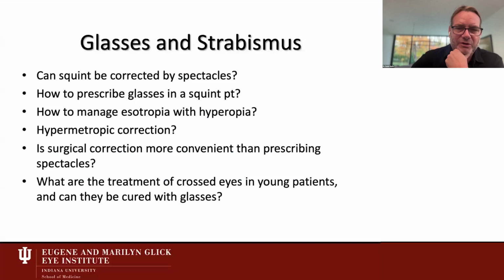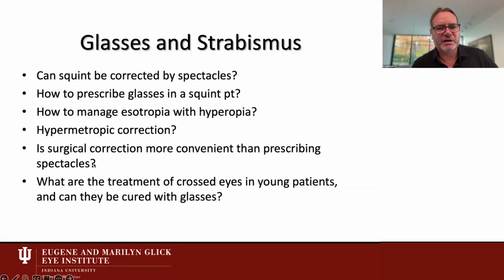Several questions came up about glasses and strabismus. One, can squint be corrected by spectacles? How to prescribe glasses for squint patients? How to manage esotropia with hyperopia? Hypermetropic correction. Is surgical correction more convenient than prescribing glasses? And what is the treatment of crossed eyes in young patients, and can it be cured with glasses?